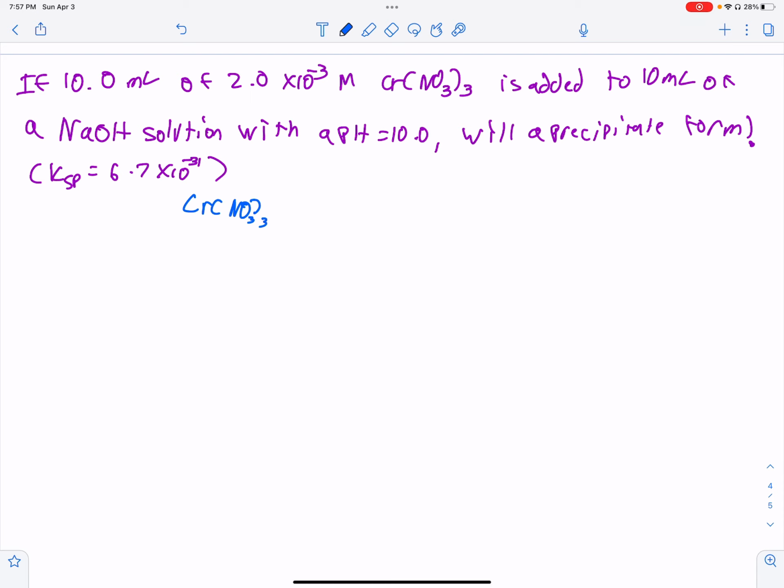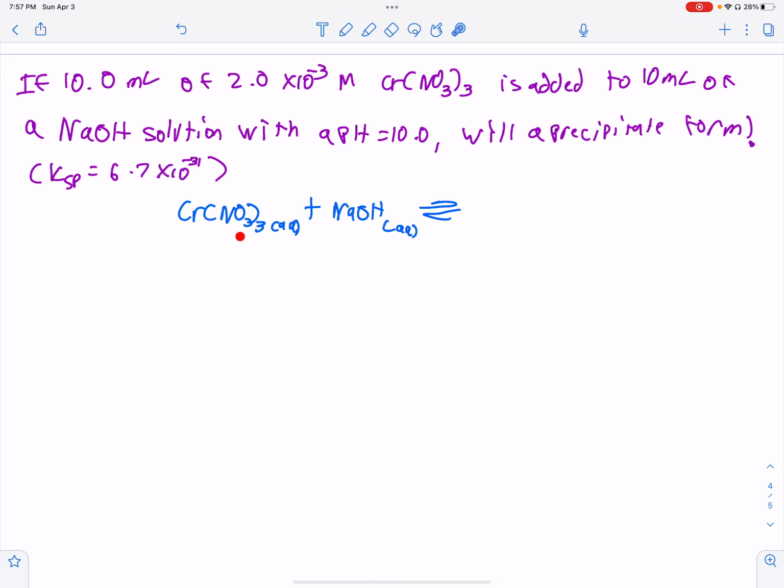Chromium 3 nitrate, and this is indeed soluble. Hold on, this is not. This is aqueous. I'm mixing that with sodium hydroxide. And this is going to be an equilibrium reaction. And remember, it's just a double displacement. So double displacement means we switch partners.